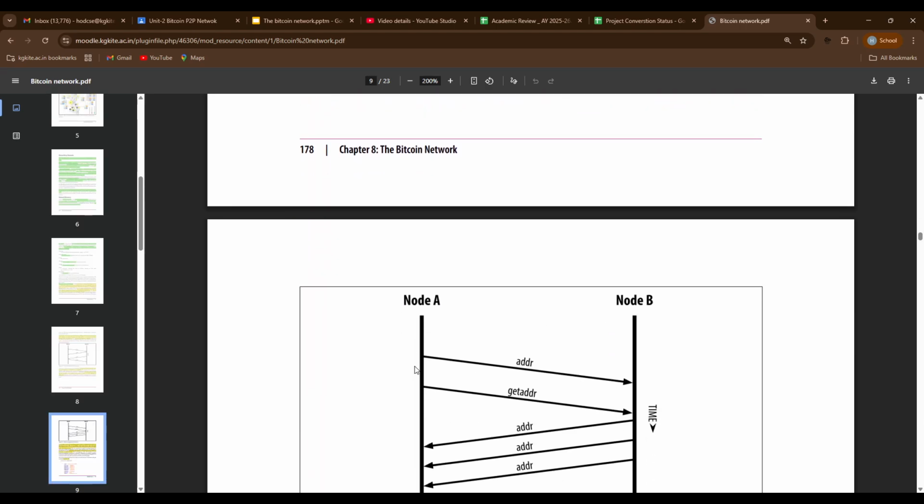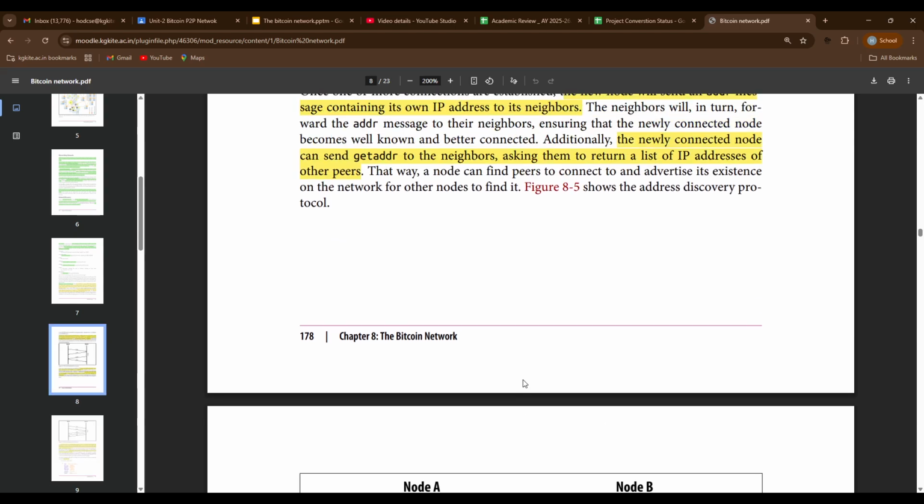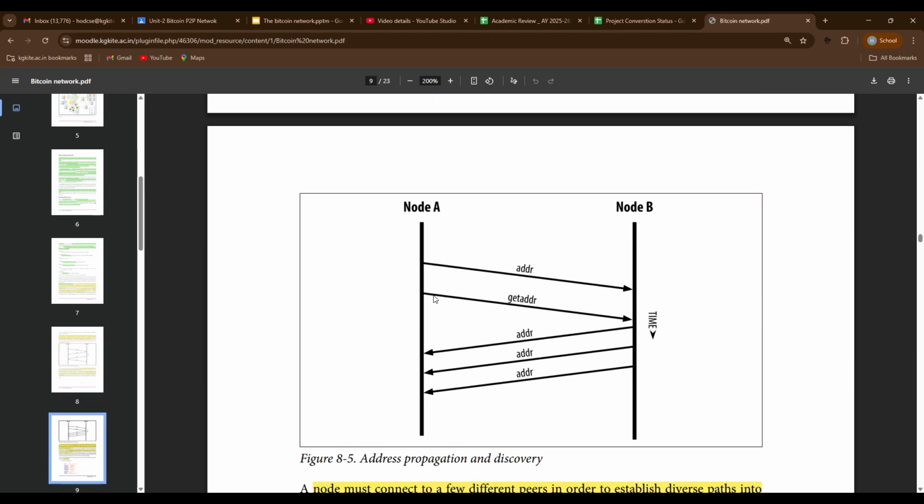See, node A sends one address, okay, and it uses another function called the get address function. So the newly connected node can send get address to the neighbors, asking them, see, give me the list of IP addresses of other nodes, whatever you know, please tell me. So he says, I want to get some addresses of some nodes. Node B, once it receives this, from its table, sends 3 addresses and says, see, these are these people with this IP.